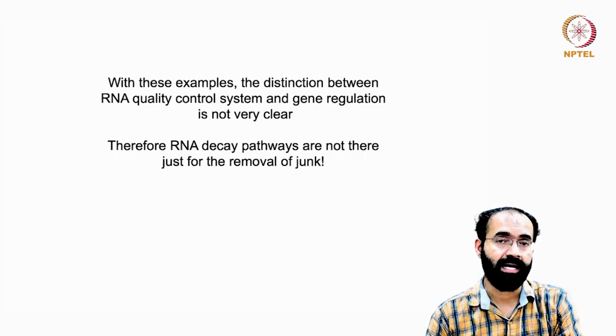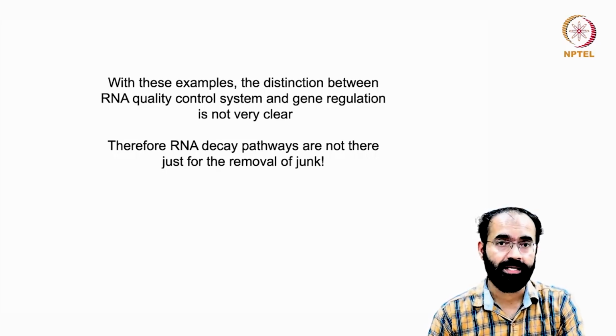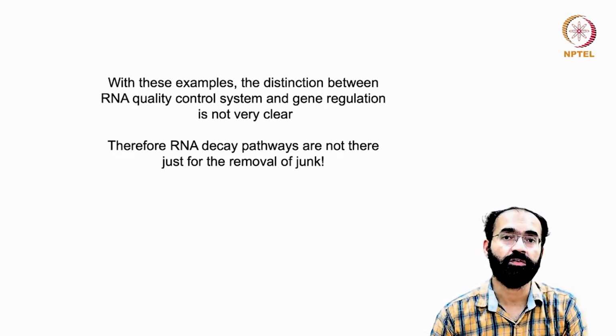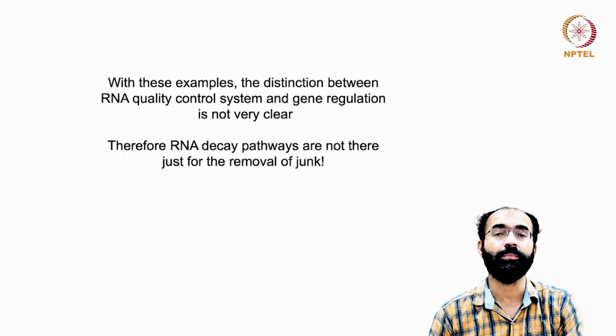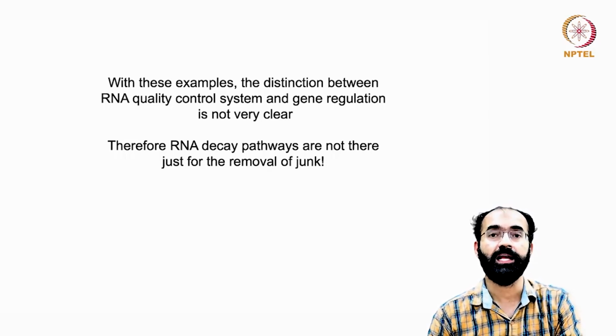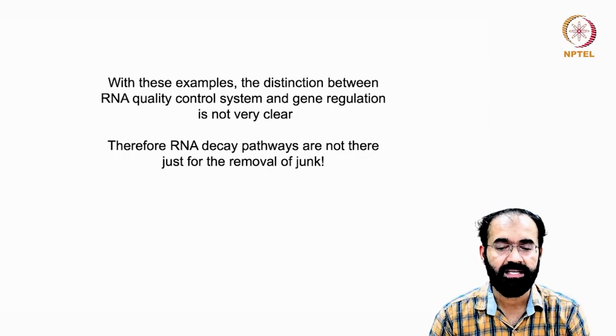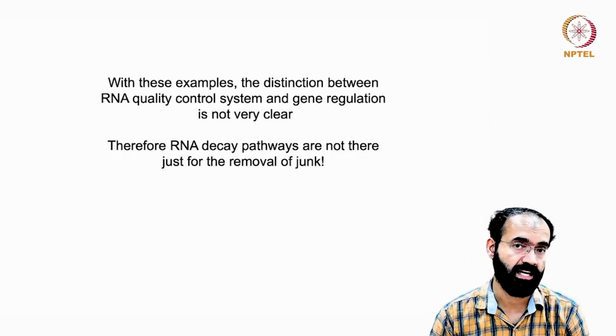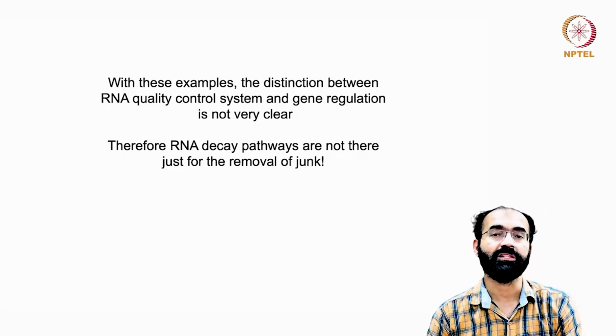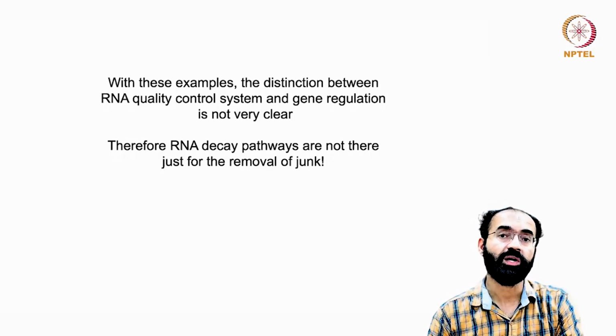So unless you know your enemy, you cannot say whether you won over your enemy. Same way, unless you know how many species of RNA there are, no point in discussing the stability of that unknown RNA. All we know, it is there. It's quite elusive, the different types of RNA. Therefore, the RNA decay pathways are not there just for the removal of junk alone, because RNA decay often produces lots of tiny fragments. Each of these fragments may have a biological function.